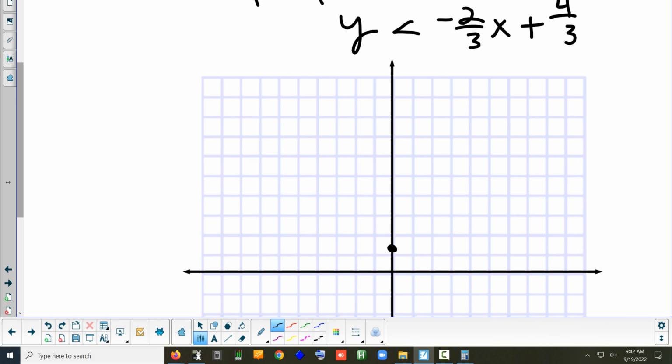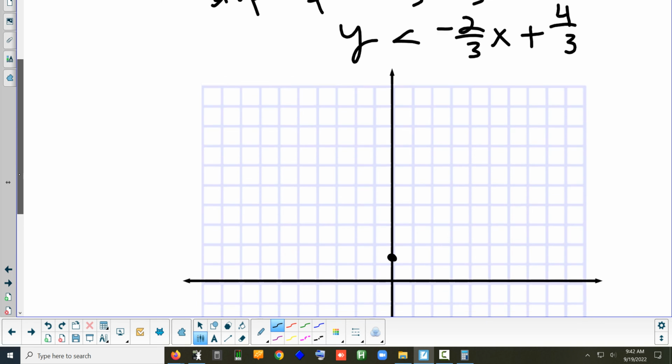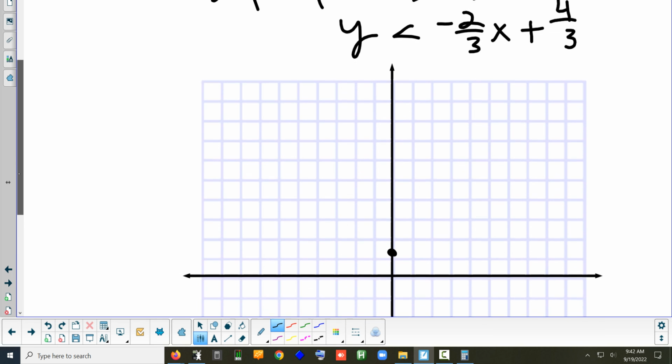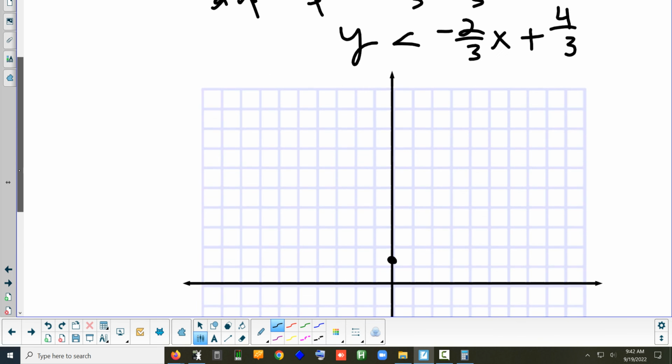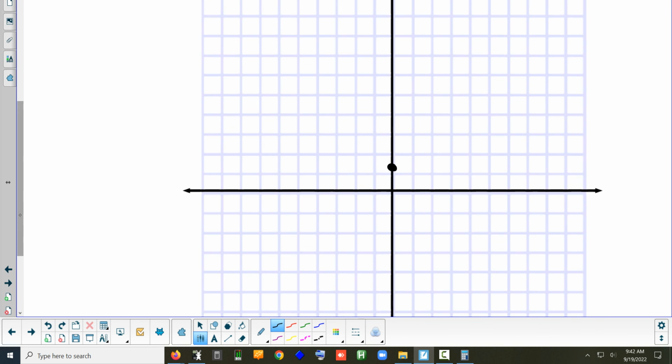Yep. 4/3. That's my y-intercept. Down 2/3. Down 2, which way's over? The right. To the right, towards the door, right? Yeah. So down 2, right 3. So down 2, right 3. And do it again. Down 2, right 3. Do it again. You do as many times as you want.